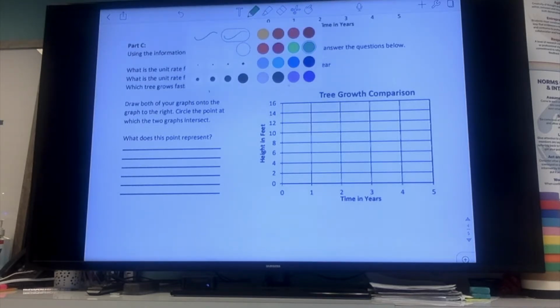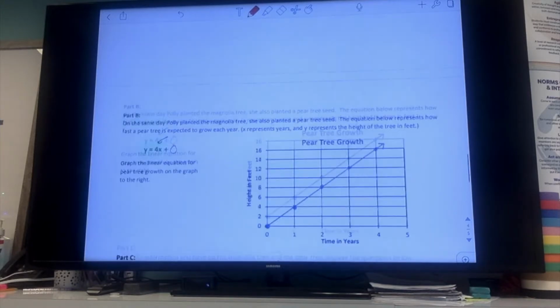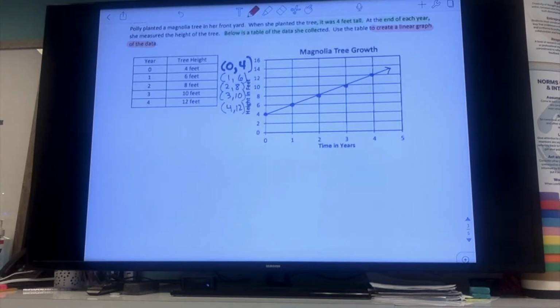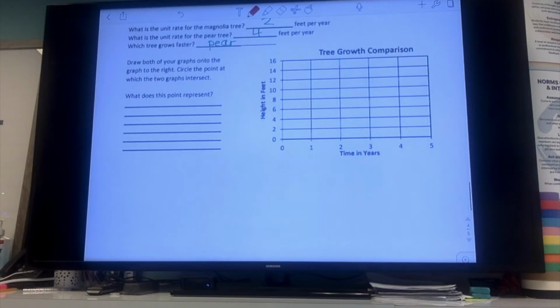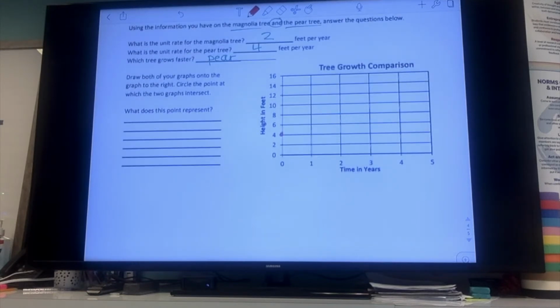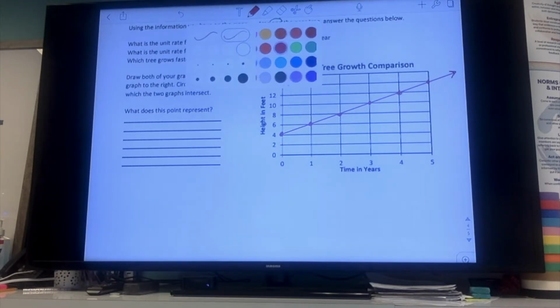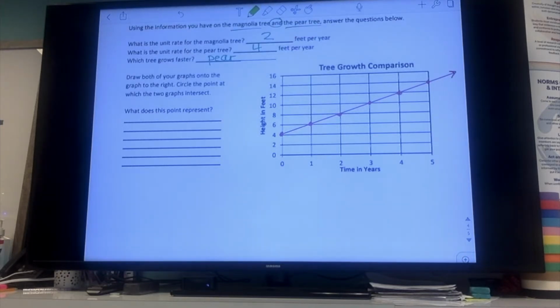Now since a magnolia tree has pink flowers, I'm going to draw in pink, and I got to start at 4 and then go up 2 over 1. So this pink is my magnolia tree. So in 5 years, it's going to be 14 feet tall. And then a pear is green, so let's go with my Kelly green. The pear started from a seed, but it's going 4 feet every year. Yep, there and there.